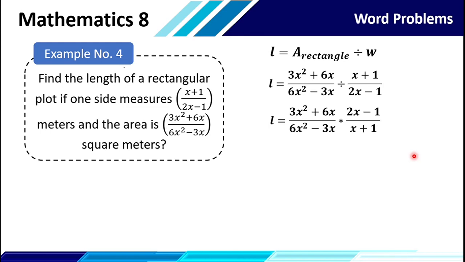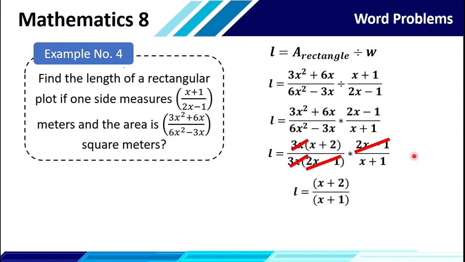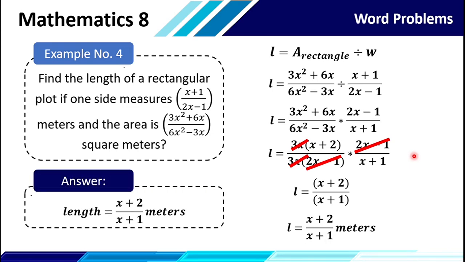To easily multiply these expressions, we can factor the polynomials. We know that the factor of 3x² + 6x is 3x times the quantity (x + 2), and we can factor 6x² − 3x as 3x times (2x − 1), and then we copy our second fraction, which is (2x − 1)/(x + 1). As you can see, we can cancel 3x and 2x − 1 in the numerators and denominators. So we will have (x + 2)/(x + 1). Therefore, our length is (x + 2)/(x + 1) meters.